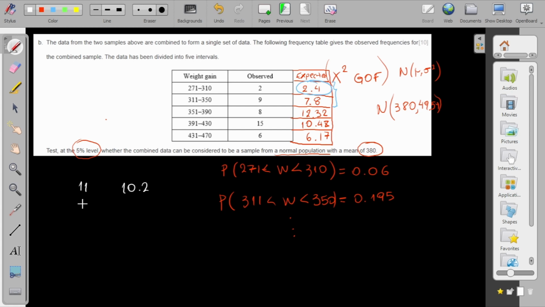And then I have 8, 12.32, 15, 10.48, and 6, 6.17. This is my observed, and this is my expected. Now the degrees of freedom, since I have 4 rows, it's going to be 4 minus 1 and minus 1 from the rows and columns. So the degrees of freedom are 2.